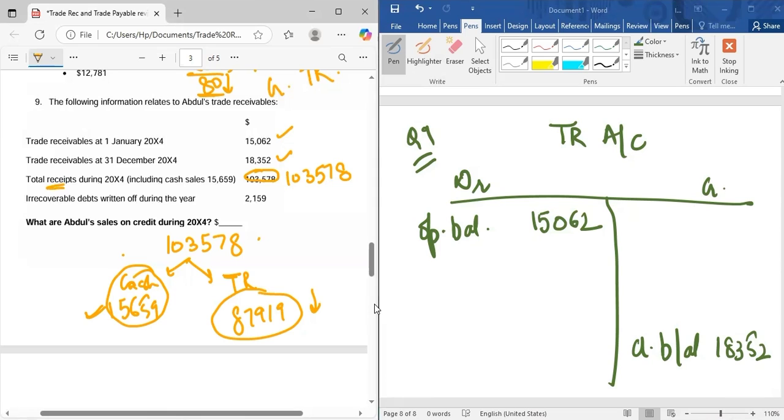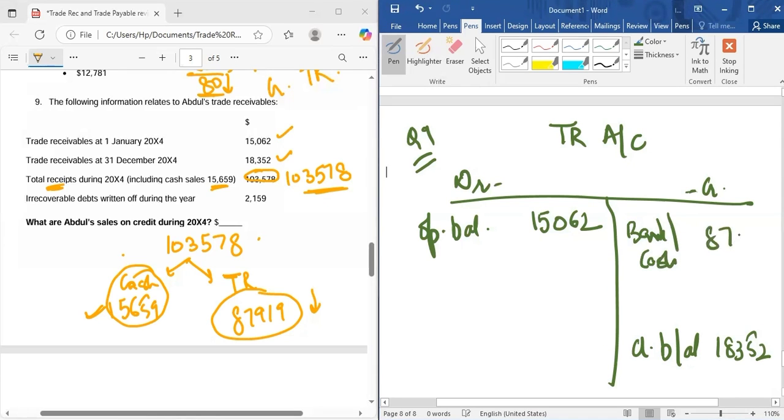Which means that during the year our trade receivables have decreased by this amount because we have received the cash. See, total receipts were this. We received this total amount, but 15659 was the cash amount. So the remaining 87919 were from our trade receivables, and these trade receivables paid us, which means that we have received the cash. So trade receivables would have decreased. Since trade receivables have a debit balance, a decrease in trade receivables would go on the credit side. So here I'll write bank or cash, in whatever form I have received from my trade receivables. This would be 87919 because we have received the money from our trade receivables.